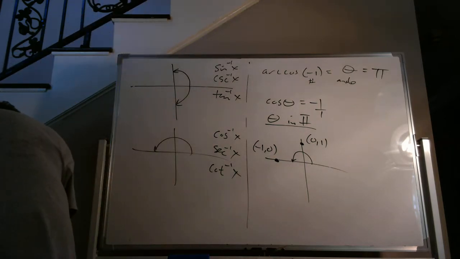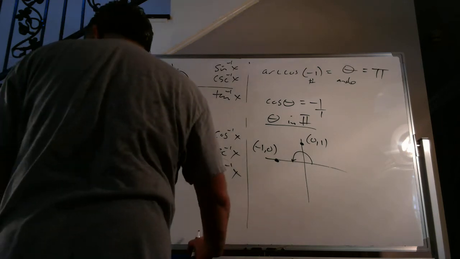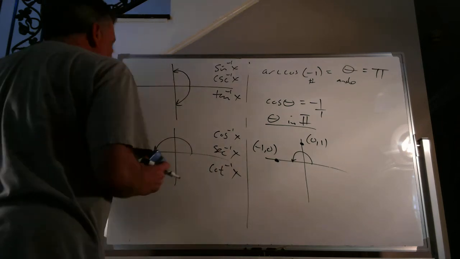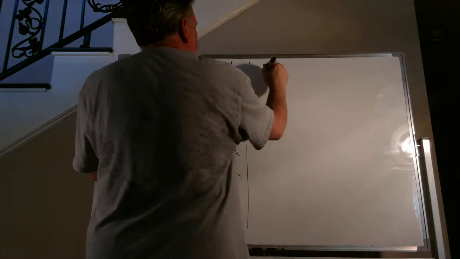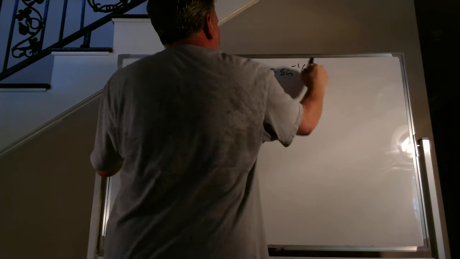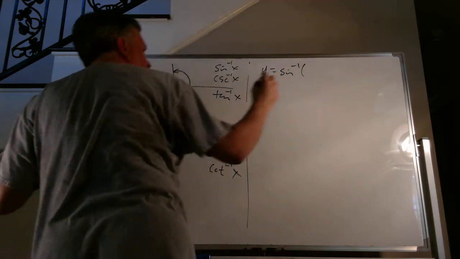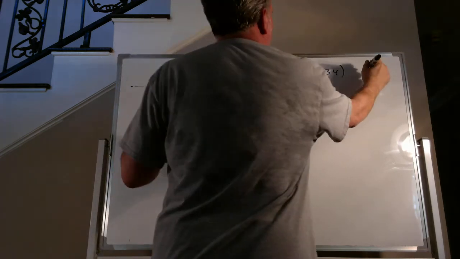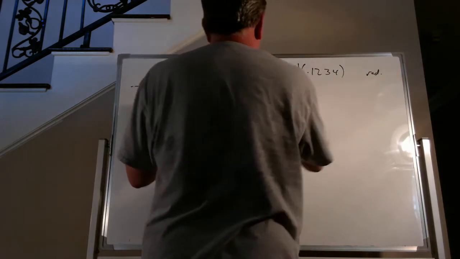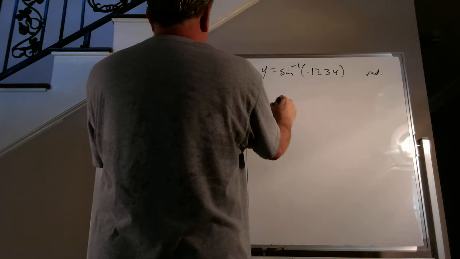Okay, the next example says, use the calculator to find each of the following. So we've done some of these before. The first one you ought to be able to do. It says y is sine inverse of 0.1234. y is in radians. They want the answer in radians. So go ahead and punch that in while I write these other ones down.